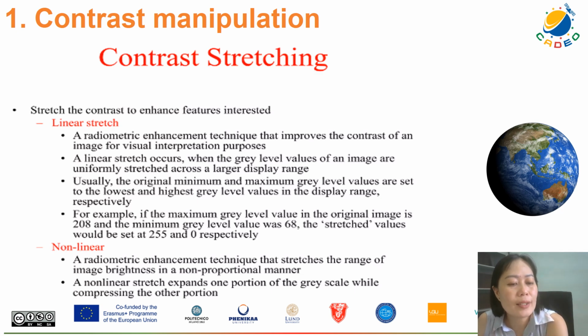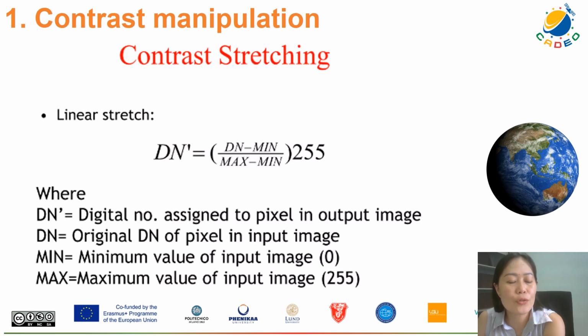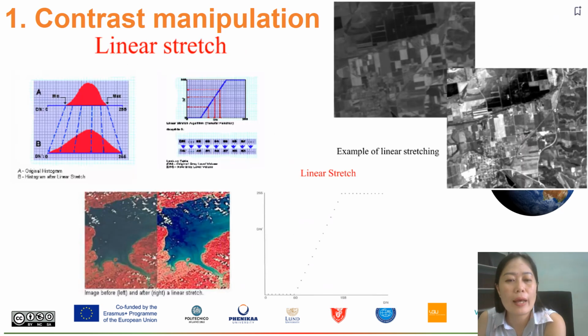Nonlinear stretch is a radiometric enhancement technique that stretches the range of image brightness in a non-proportional manner. A nonlinear stretch expands one portion of the grayscale while compressing the other portion. And here is the formula of linear stretch, in which DN is the original digital number of pixels in the input image, min is the minimum value of the input image, and max is the maximum value of the input image. And here is an example of linear stretching. The left-hand side is the image before, and the right-hand side is the image after applying linear stretch. And so you can see the image is clearer than before.